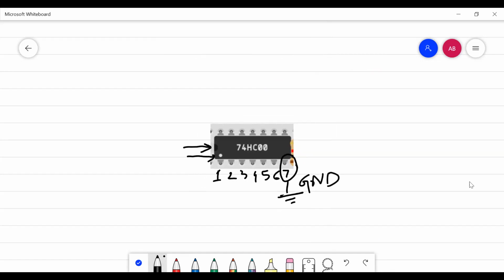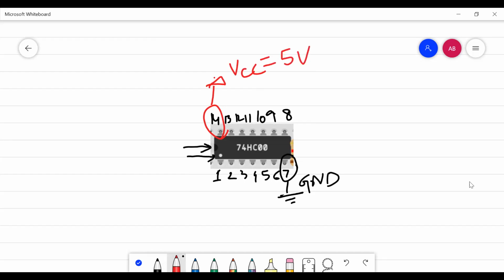So now starting from this pin, this becomes 8, 9, 10, 11, 12, 13, and the last one is 14. This pin 14 is your VCC, to which you provide 5 volts of supply. So these are the 2 main pins that you should always remember: 7 is the ground pin and 14 is the VCC pin.